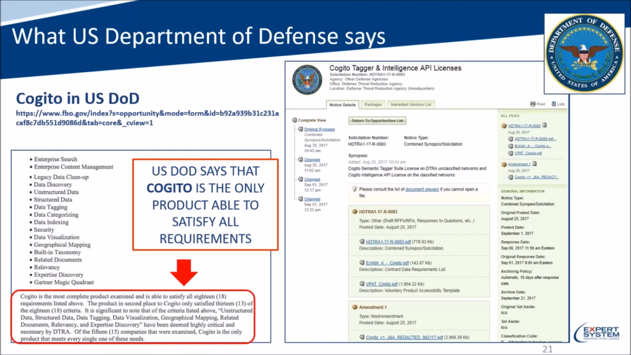And our clients are satisfied. In this case, the USA Department of Defense said that we are the only solution able to satisfy all 18 requirements. They presented a list of needs, and Cogito is the only solution able to solve all these criteria. That is the only product that meets every single one of these needs. This is an official reference that you can find on the web.